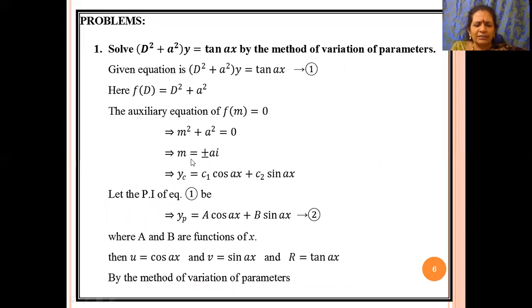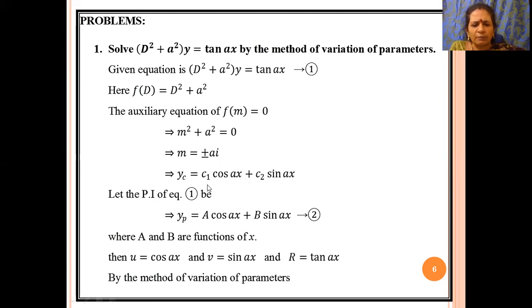So after getting this, go to the complementary function yc. The complementary function is yc: c1 cos ax plus c2 sin ax. So here m is equal to plus or minus ai. Here the roots are in the form of imaginary factors, so we should write the complementary function like this using the formula, right?